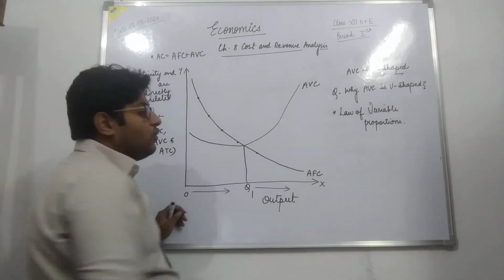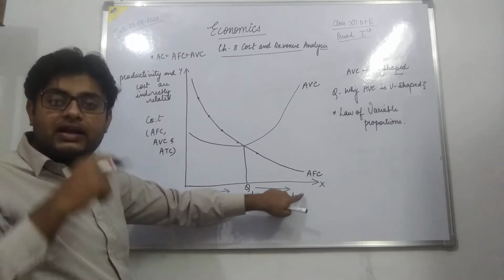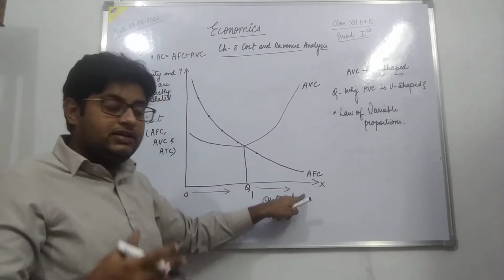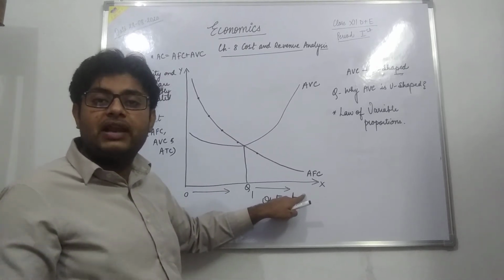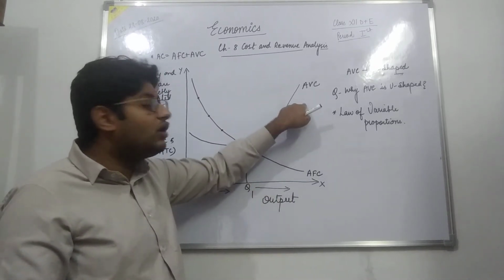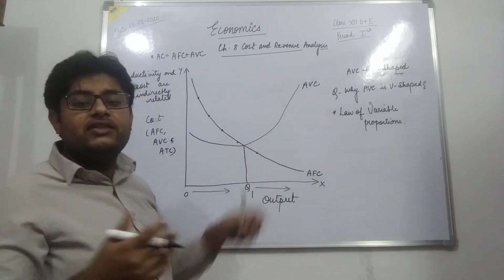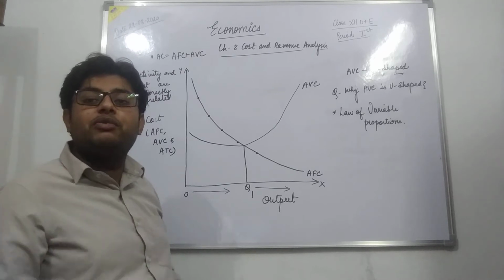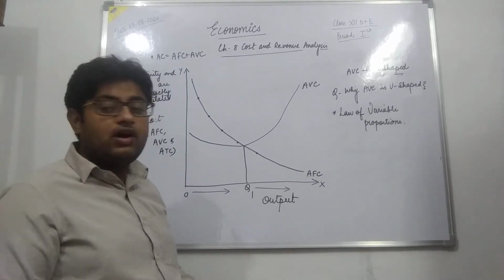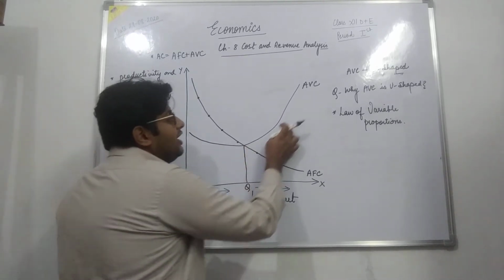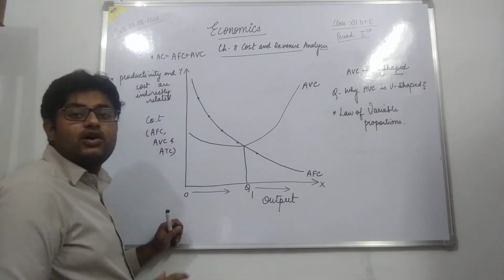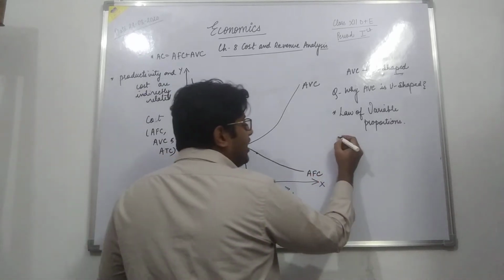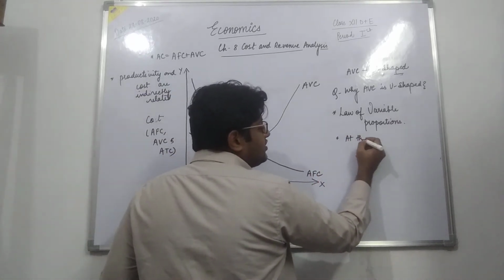After that, what happens when more and more variable factors are employed in order to increase the output? The diminishing returns to a factor will apply. Okay, the productivity will fall, there will be management problems, there will be disturbance among the optimum proportion of the inputs. All these things will lead to the increment in the average variable cost at the later stages of the output.